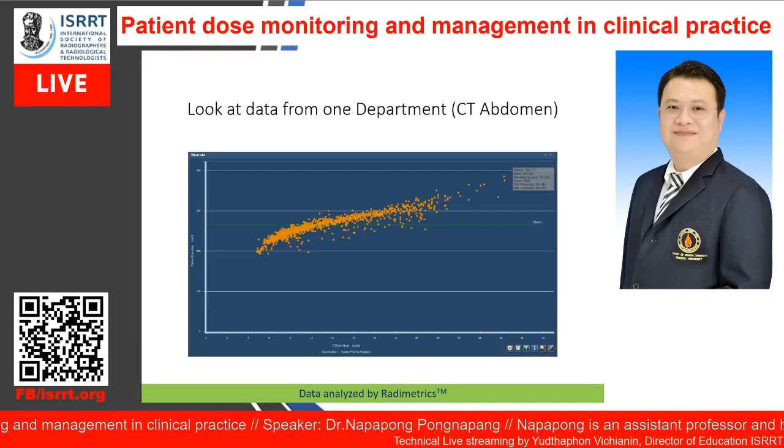When you first look at your dose data, you will start thinking about what to do, and this dose monitoring is not a job of physicists alone. It's not a job of radiologists alone. It's not a job of radiographers alone. It's a multidisciplinary approach. We work together.